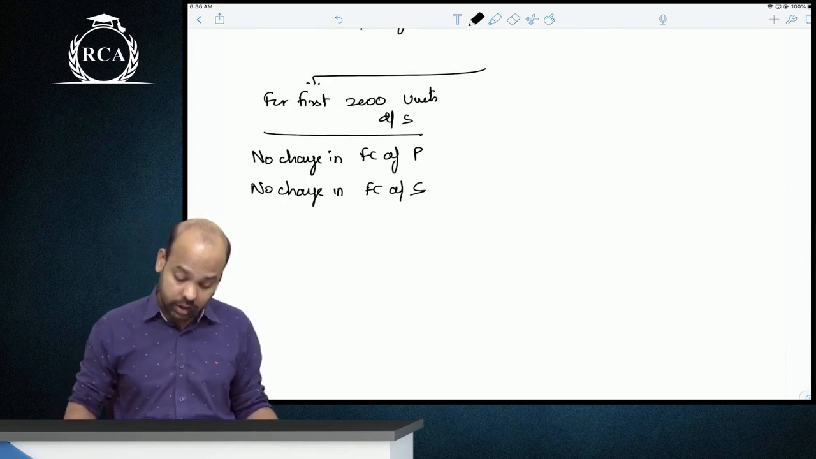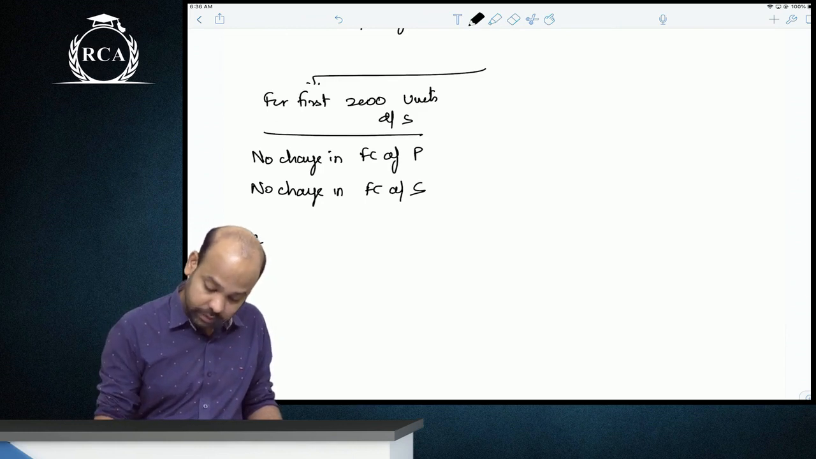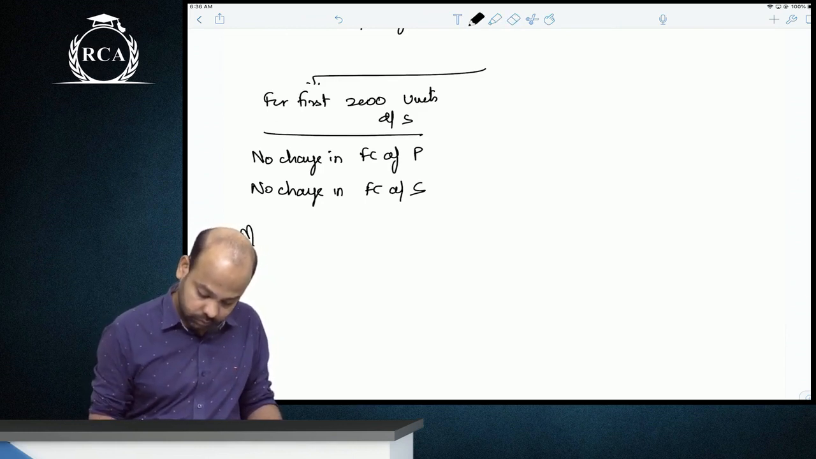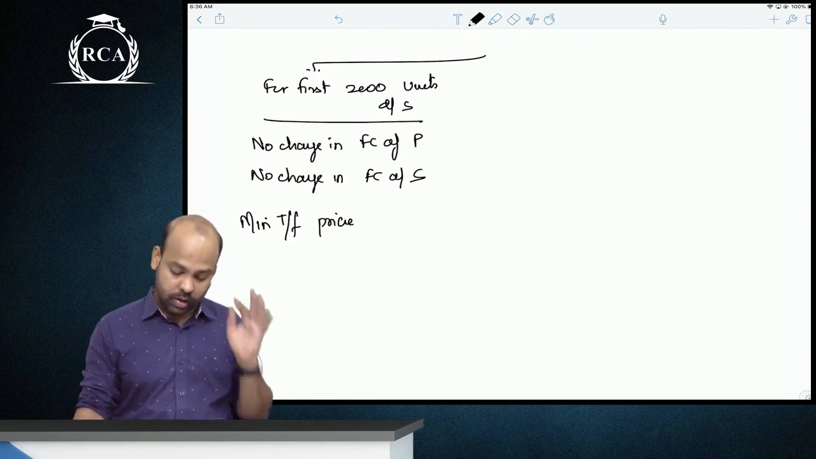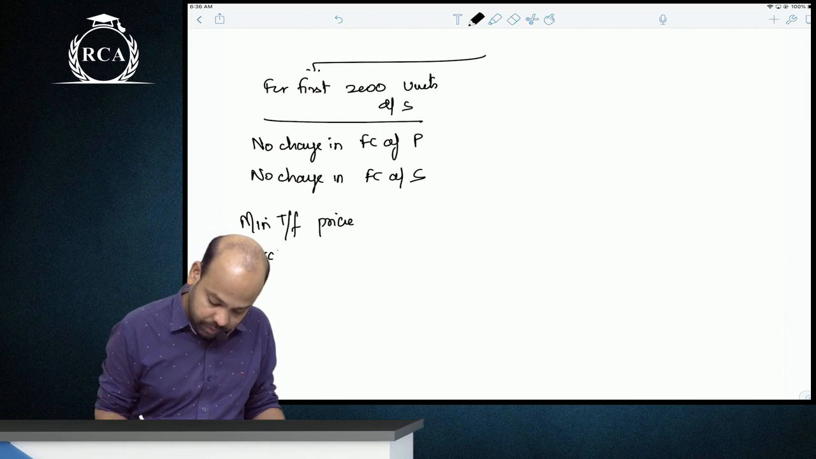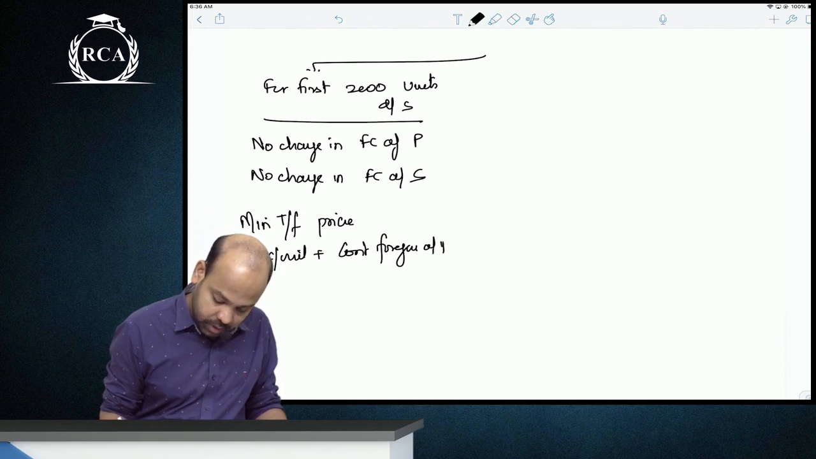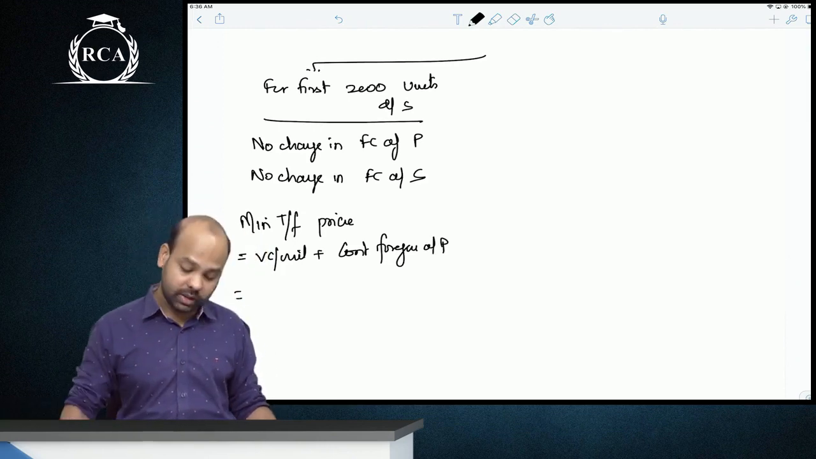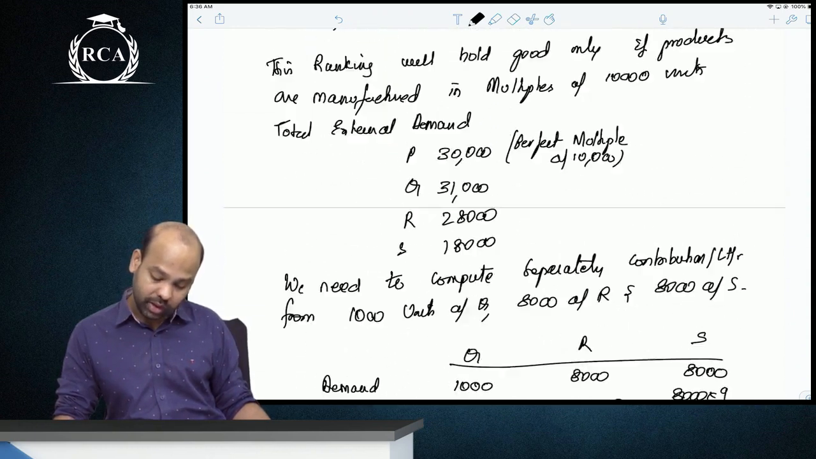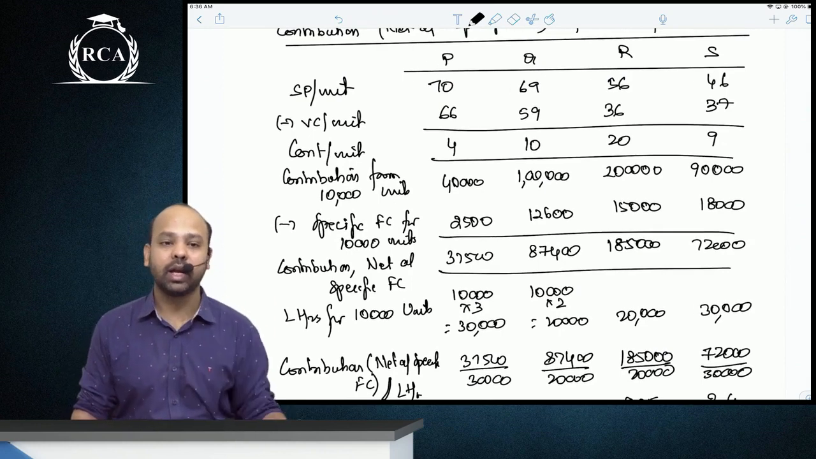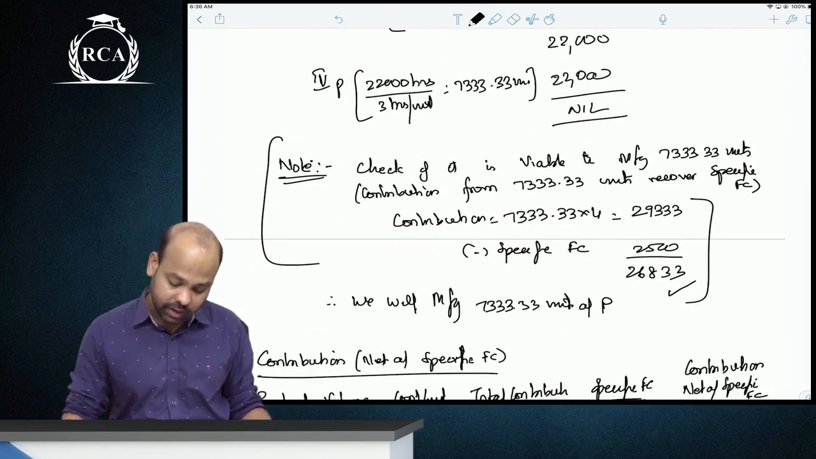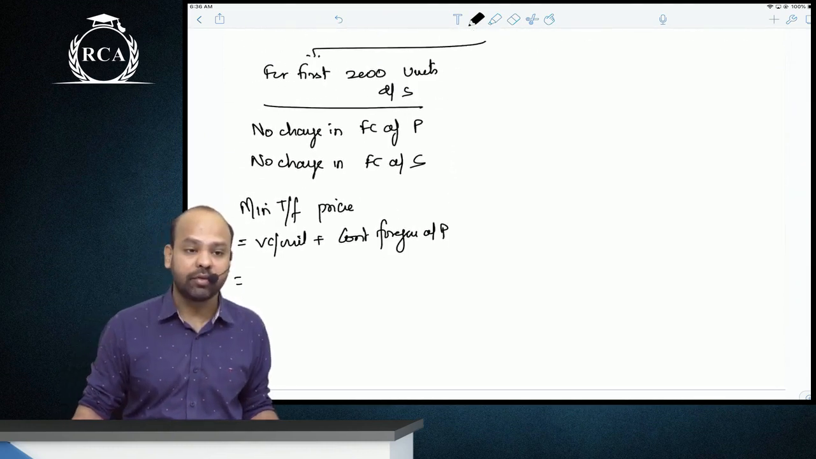Yes sir, understood. So here, my minimum transfer price would be variable cost per unit plus contribution foregone on P. Remember guys, S takes 3 hours, and for every hour P is contributing. The labor hours per unit are the same for both, so I can directly write 4 rupees. Yes or no?